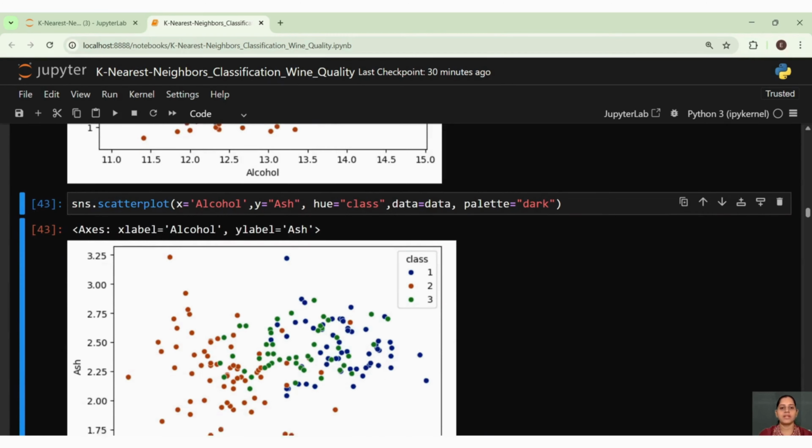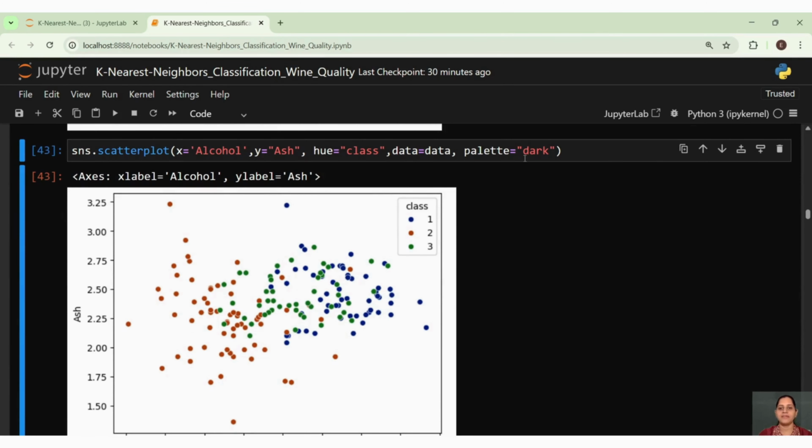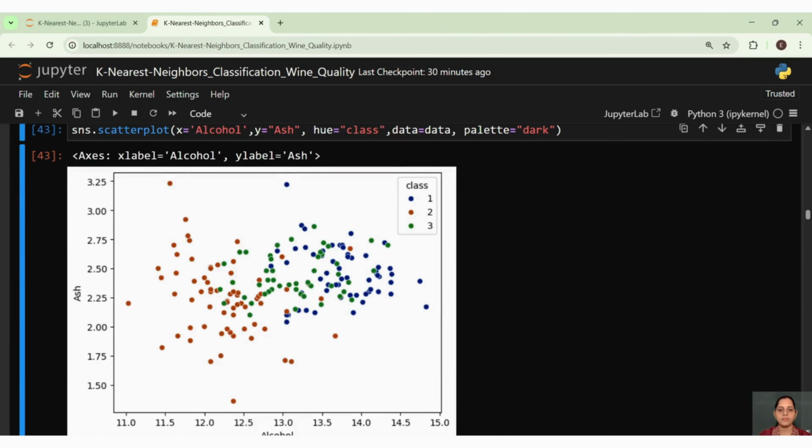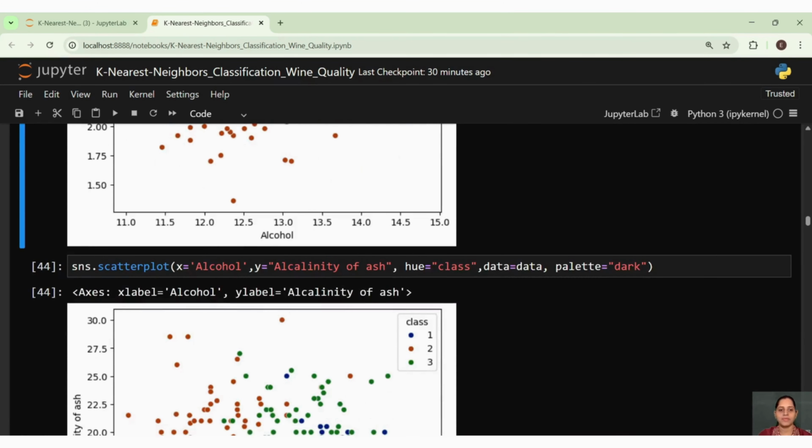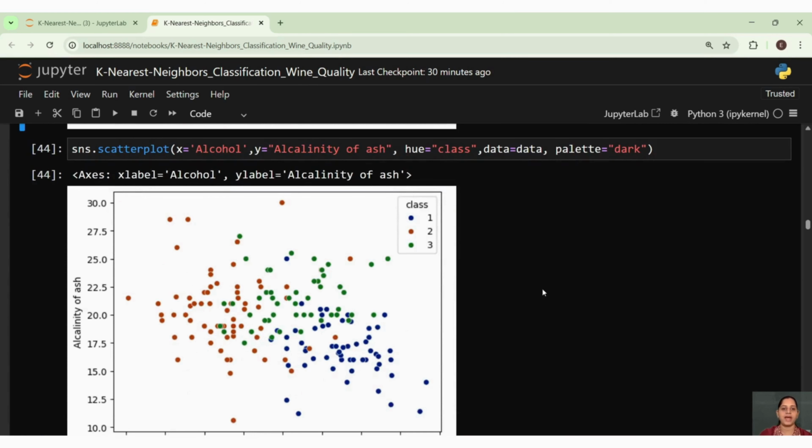If we go ahead with alcohol and ash, I have already run these cells because it takes time. If we see alcohol with ash, here all the classes are not overlapped, I can say. However, for green I can see a few points overlapped here. Green means class 3. Then we have alcohol and alkalinity of ash.